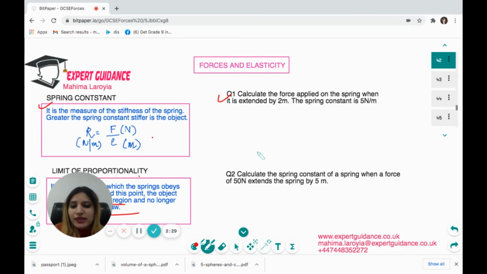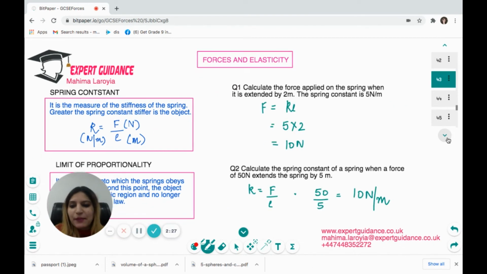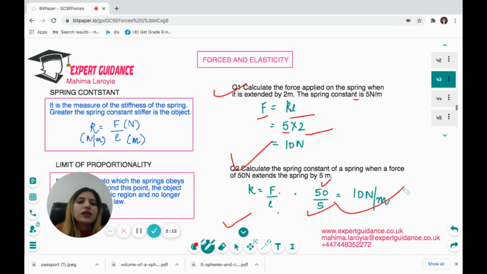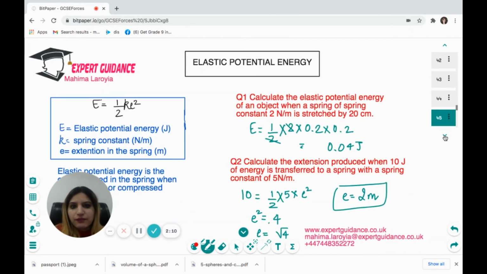Okay, so pause this video, have a go at this question and come back to check the answers. So for the first one, we can use force equals ke. Our spring constant is 5, extension is 2, so the force becomes 10 newtons. And for k, we'll do force over the extension. Force is 50 newtons, extension is 5 meters, so our spring constant is 10 newtons per meter.